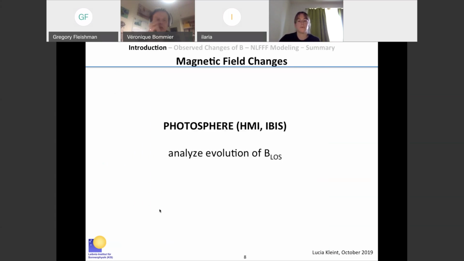The task is, we want to know what the photosphere is doing. For the photosphere, we have HMI data. We also have IBIS data in the 6302 spectral line. We'll present here the HMI data because the IBIS data are basically very similar, just more noisy due to seeing, and therefore HMI was considered more stable and better to show stable magnetic field changes. The goal is to analyze the evolution of the magnetic field change in the line of sight.